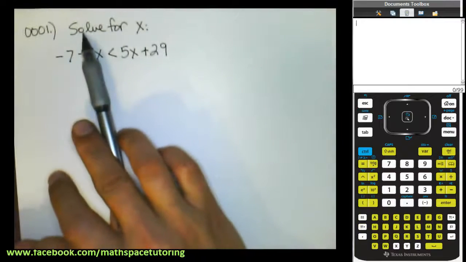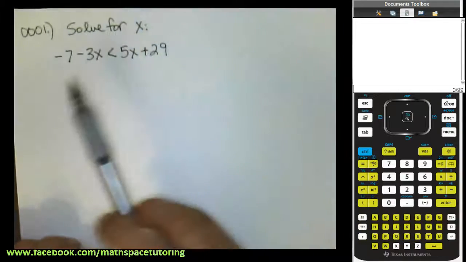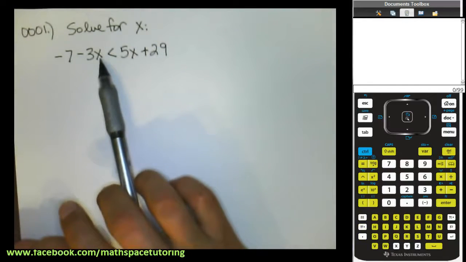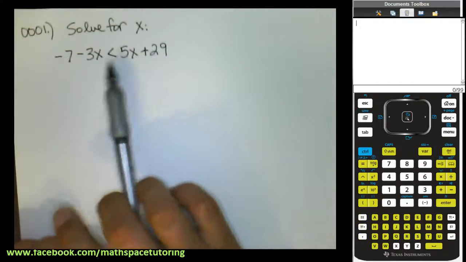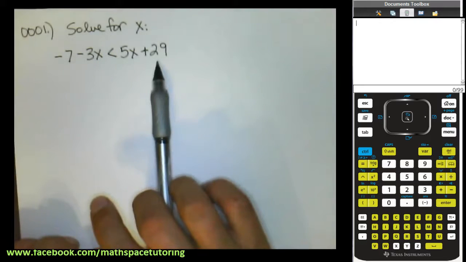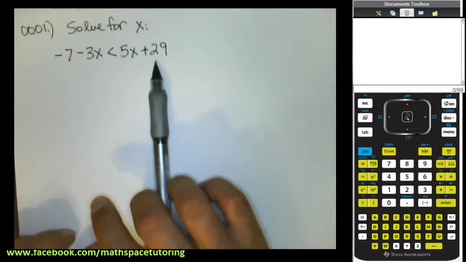Okay, problem number 1 asks us to solve for x. And what we have here is an inequality. If we look at the variables, we can see there's no exponents, and both of these are linear terms. So we can assume this is a linear inequality, and we're going to solve it just like a linear equation.